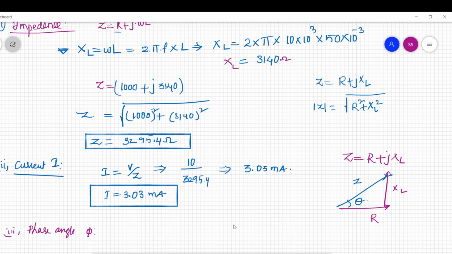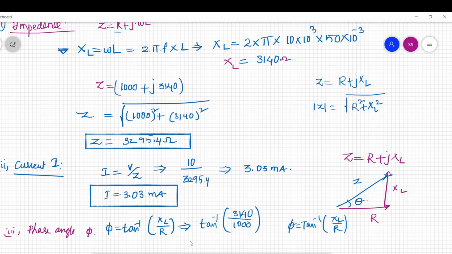Here theta equals tan inverse of XL by R. Substituting the values of XL and R, XL is 3140 and R is 1000. The value of the phase angle comes to 72.33 degrees.